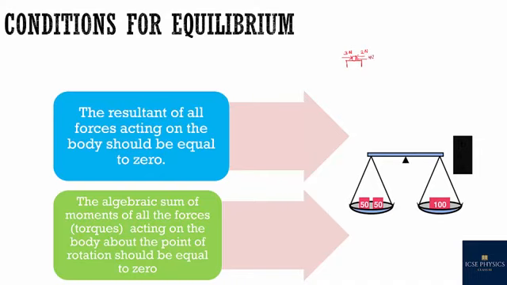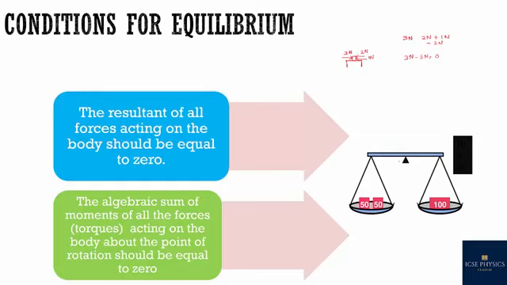So what will be the total force acting on this cup? Let's see. 3 Newton from this side and from the other side 2 Newton plus 1 Newton. That is again 3 Newton. So what will be the resultant force? 3 Newton minus 3 Newton, that becomes 0. So the resultant of all the forces acting on the body should be equal to 0. Then the second condition, the algebraic sum of moments. Whenever a moment is involved, there is a turning effect. Moment is torque or turning effect.